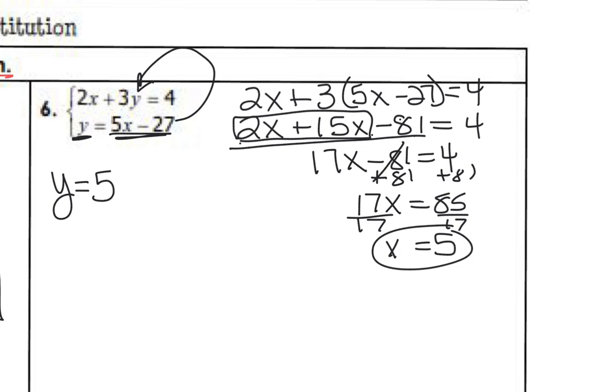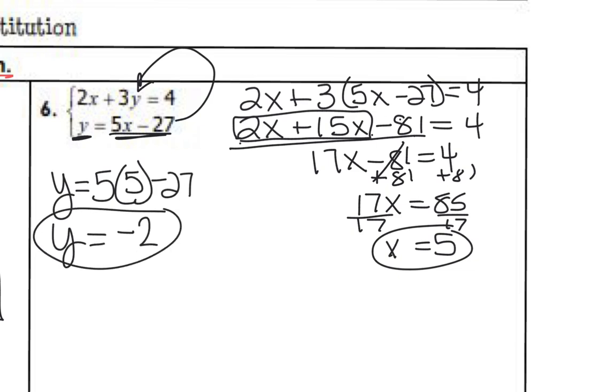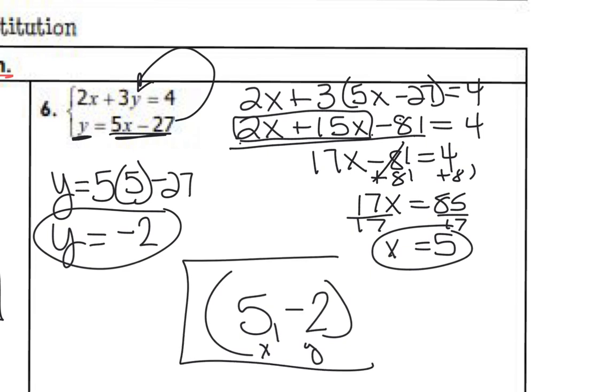So now I can take that and plug it in either equation to find out what y is. So 5 times x, or 5 times 5, minus 27. So it'd be 25 minus 27 is negative 2. So my solution is the ordered pair 5, negative 2. Remember, x comes first. It's a point on your graph.